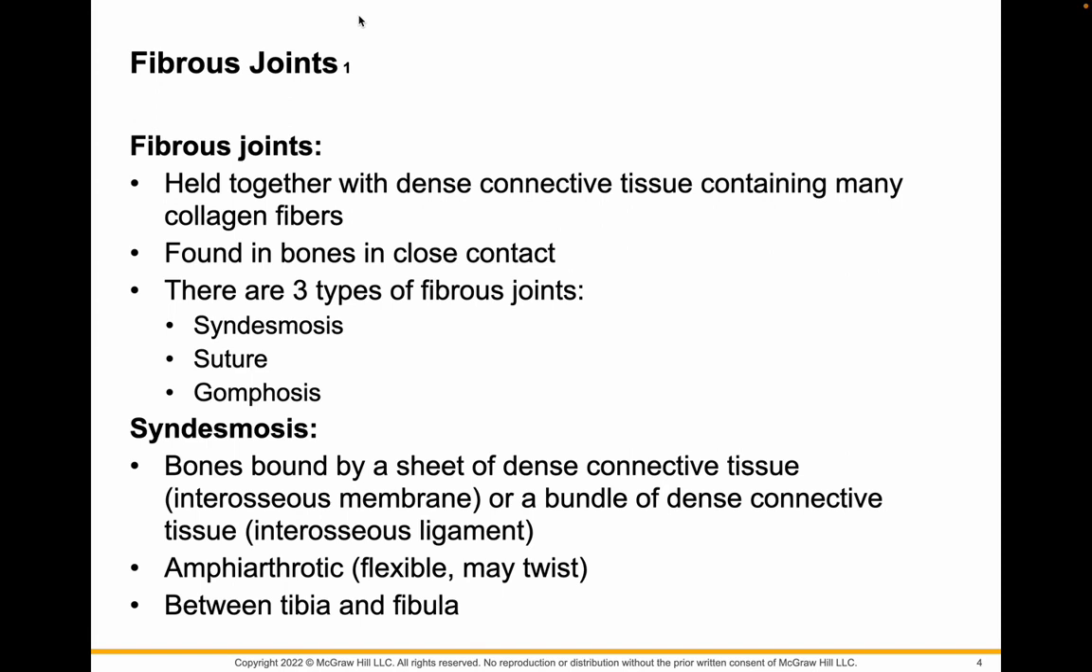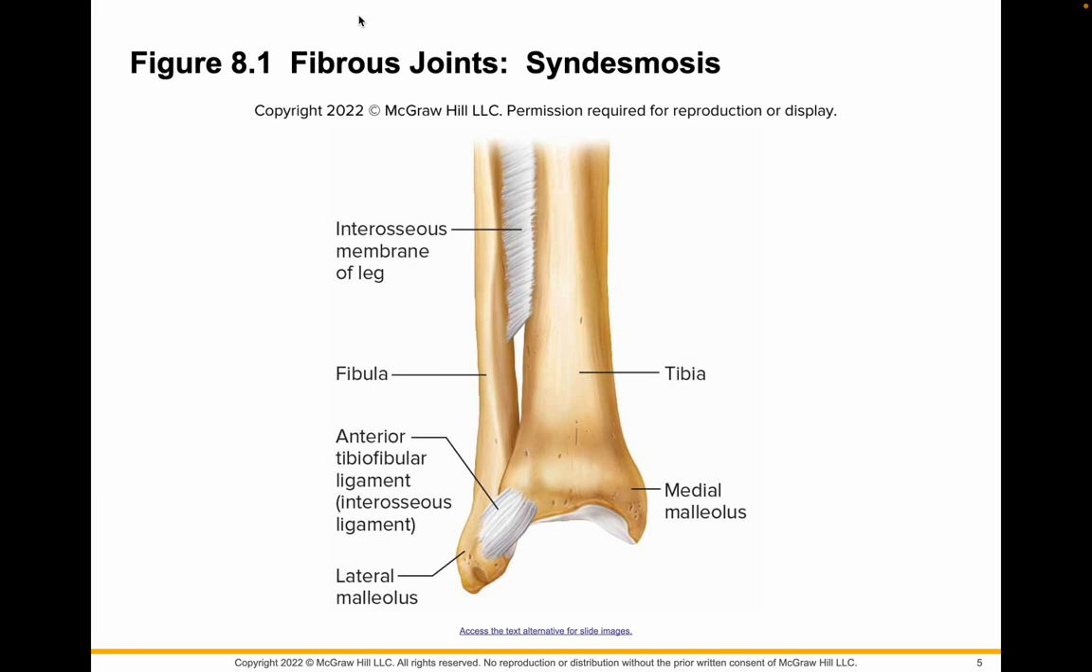So fibrous joints are held together by fibrous connective tissues, and these are usually found in bones of close contact. So we have syndesmoses, sutures, and gomphoses. That's hard to say in the plural. Syndesmoses are found in these sheets, and so they are amphiarthrotic. You can flex it a little bit or twist, and this is found between the tibia and the fibula, as seen in these spaces here.